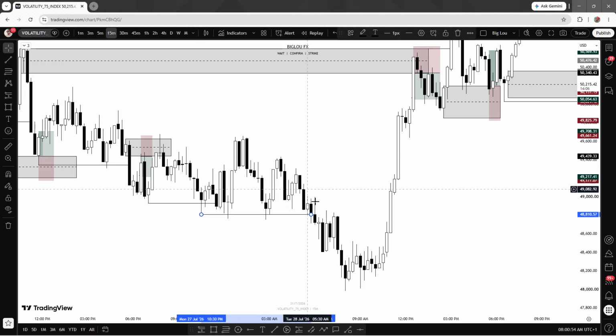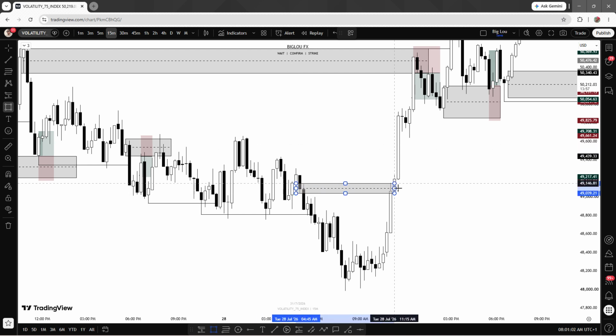And when you broke it, you look for inefficiency. Where are our inefficiencies? We have our inefficiency here. All these places are efficient. We have our inefficiency here, the zone that actually broke. We'll mark this one out.